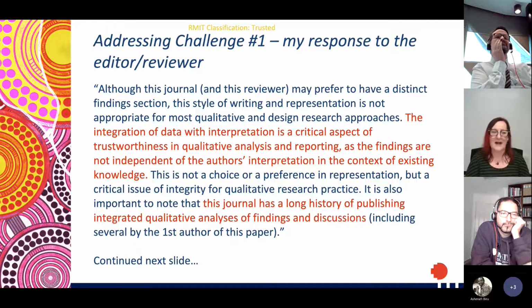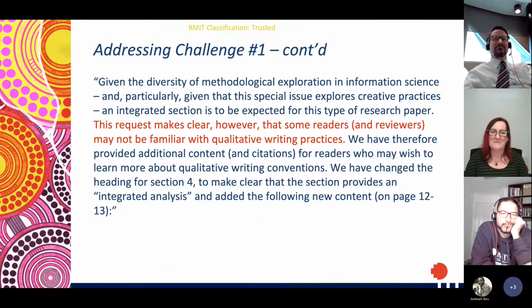The integration is a critical aspect of trustworthiness. As the findings are not independent of our interpretation, it's not a preference, it's not a choice, it's kind of how we do things. And softly point out that the journal itself actually publishes many things with integrated findings, including stuff I've written myself. And interestingly, each time they've been accepting of this argument.